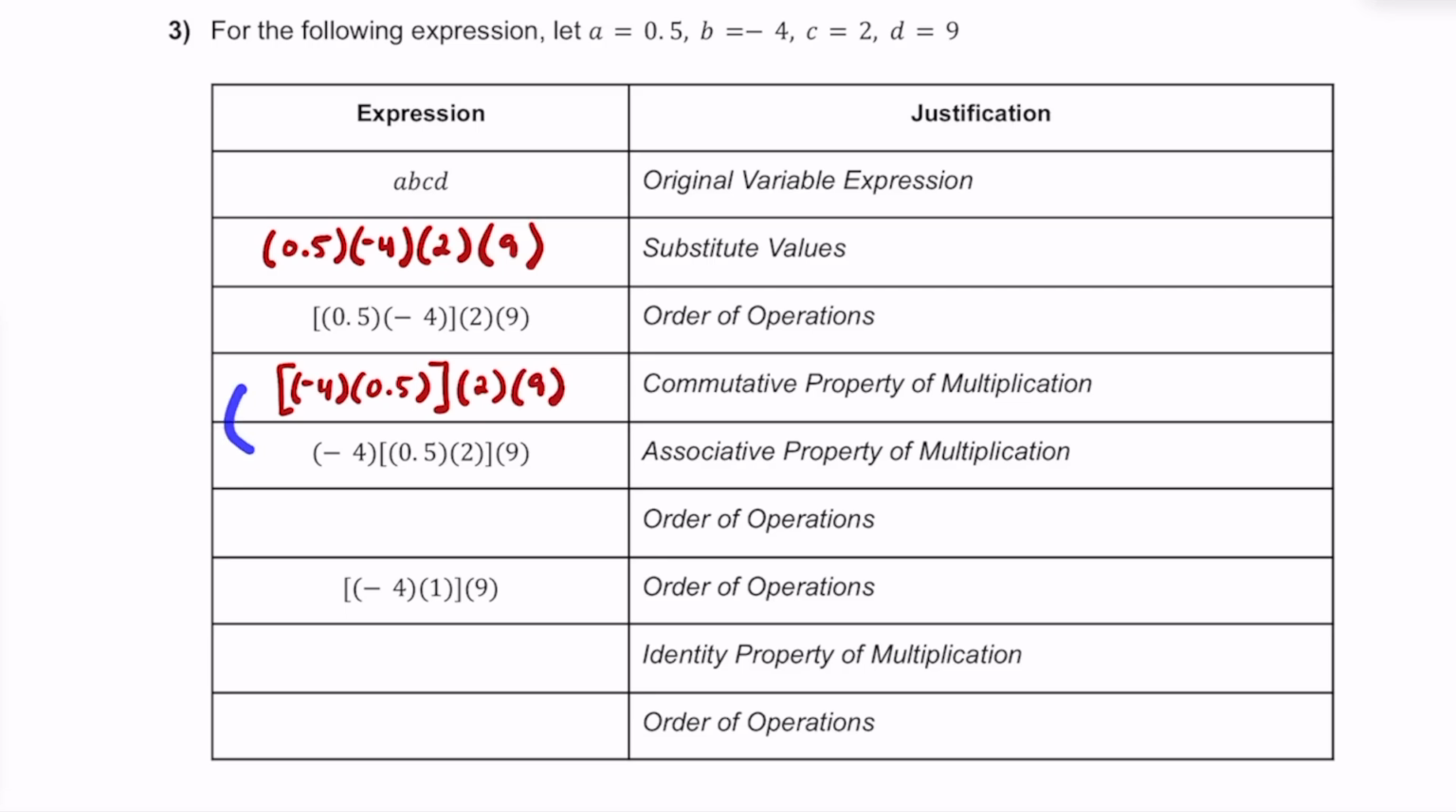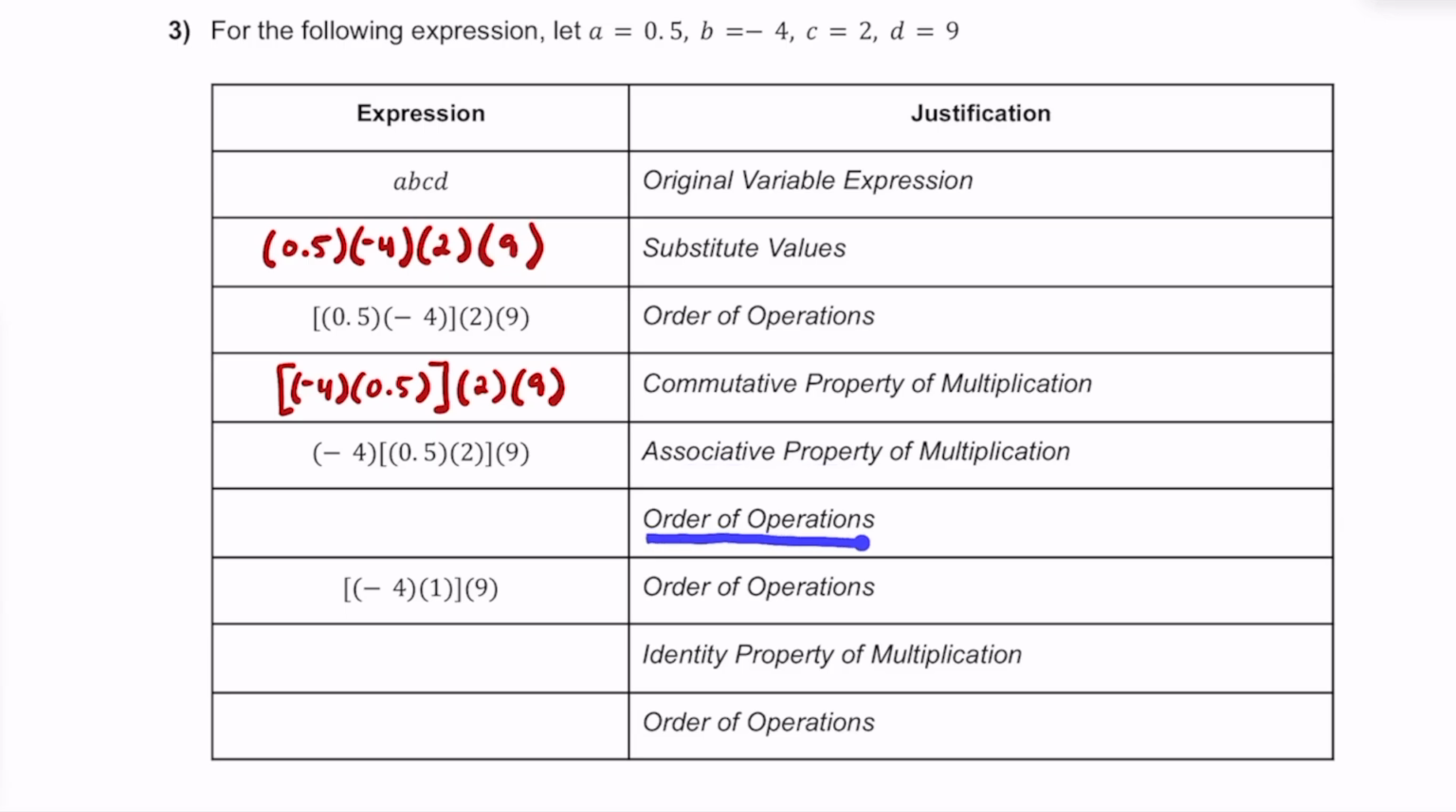Next, how do we get from this step to this step? Well, it looks like they're saying the associative property of multiplication. Let's see if that makes sense. Well, the brackets were here, and now they're over here, right? Nothing else changed, just a grouping, and associative property means we change what's being grouped or associated together.